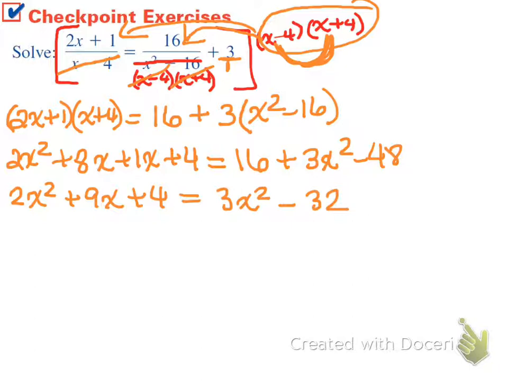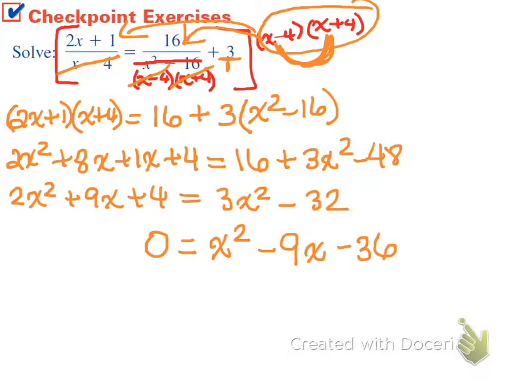It's always simpler to move all of your terms in a direction that would keep A positive. So let's move everything over to the right-hand side, leaving the left-hand side equaling 0. So subtract 2x squared from both sides. Subtract 9x from both sides. And subtract 4 from both sides. So a negative 32 minus 4 would give you negative 36.